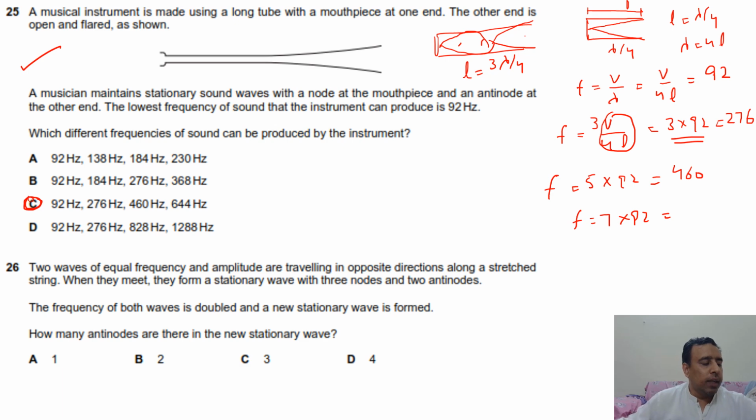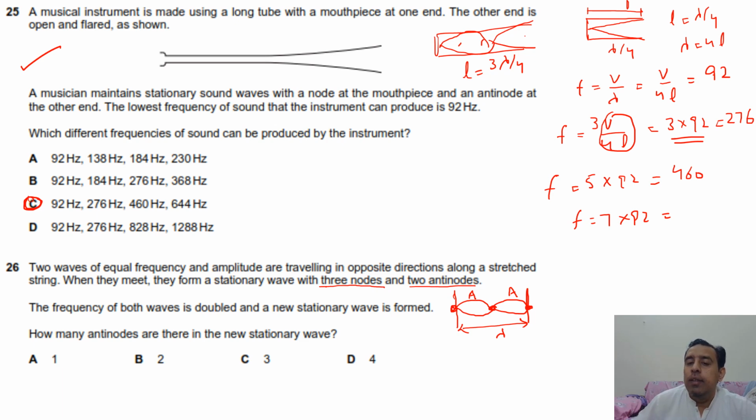Okay, in question number 26, two waves of equal frequency and amplitude travel in opposite directions, which means they are going to produce stationary waves. When they meet, they form a stationary wave with three nodes and two antinodes. Three nodes means it should be like this one. Here we have three nodes, this one, this one, and we have two antinodes like this one. And this is equal to one wavelength called lambda.